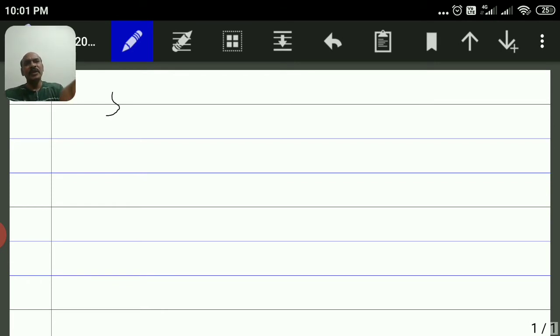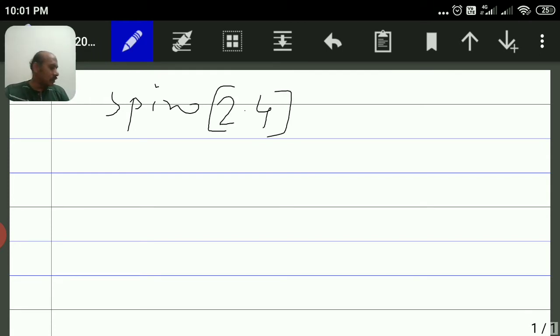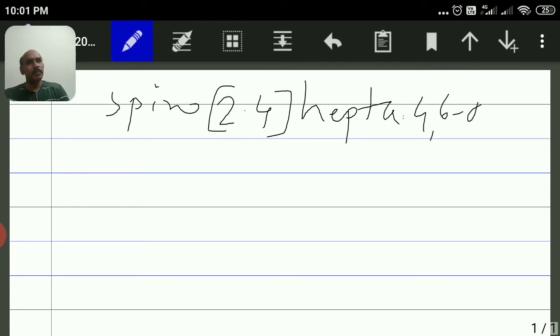So the name given is, suppose, spiro[2.4]hepta-4,6-diene. Okay, so it is an IUPAC name given. So here, what information is there in the IUPAC name? Now spiro indicates that one carbon is common.